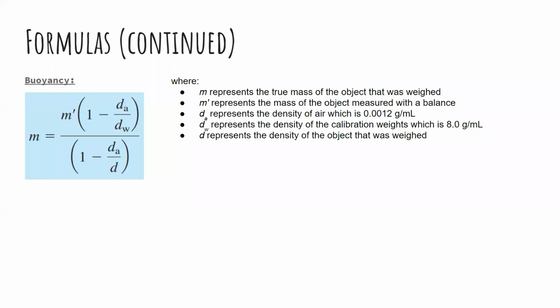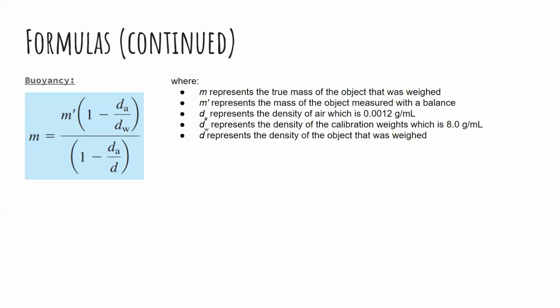So the last formula that we'll need to know is the buoyancy formula. This is used to find true mass of an object that is being weighed. So in this formula, we see there are multiple variables. So m is the first variable, and that's the variable that represents the true mass of the object that was weighed. M prime represents the mass of an object measured with a balance.